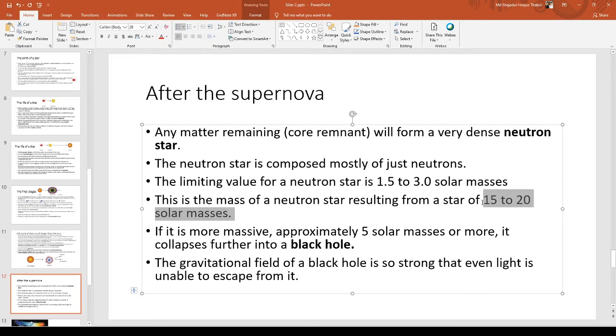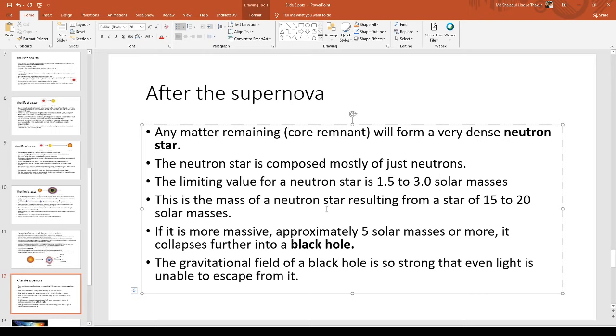So the original star was about 15 to 20 times the mass of the sun. Alright, so the original star was that big. Then the core remnant, which forms a neutron star, will be about 1.5 to 3 solar masses. This is the maximum limiting value for a neutron star.